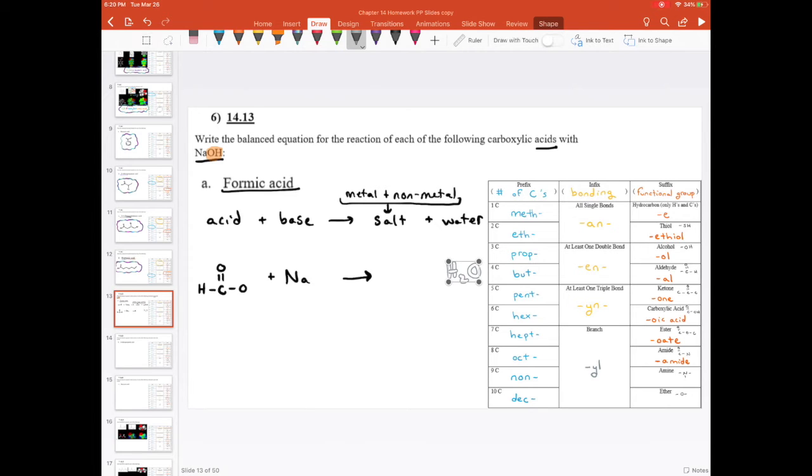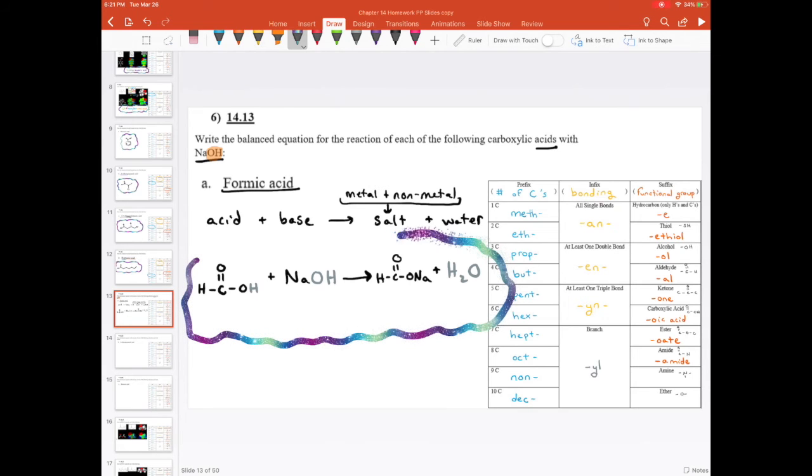Let me draw these back in. So the H came from here, the OH came from there. And what was left, notice that's the H, C double bond O, O, and the Na make the salt. Now, sodium is a metal, and the rest of this is made of nonmetals, and so that's our ionic compound, that's our salt. So this whole thing is the reaction between formic acid on the far left with sodium hydroxide, NaOH, to give you a salt and water.